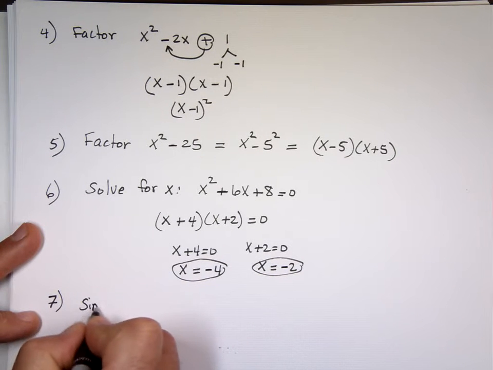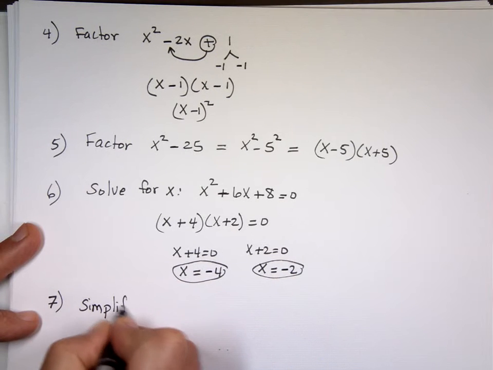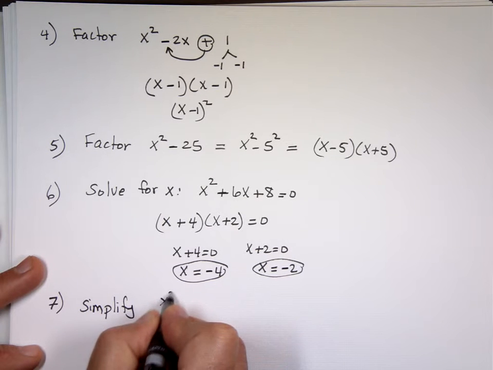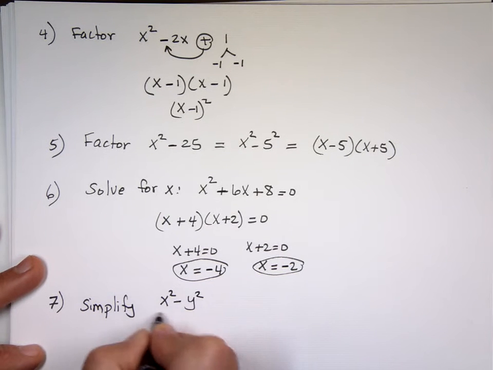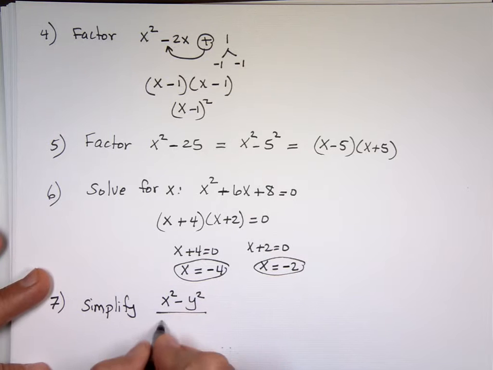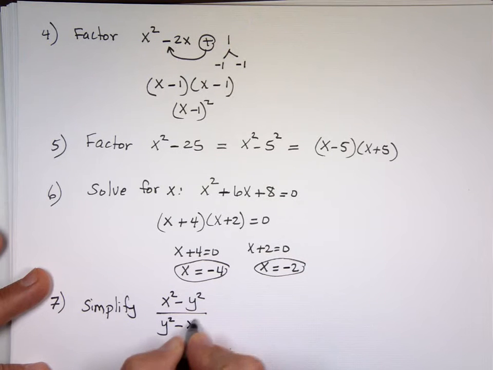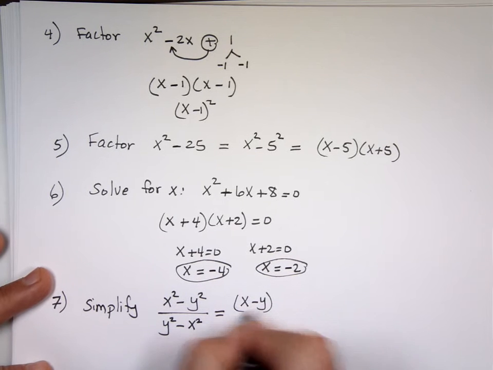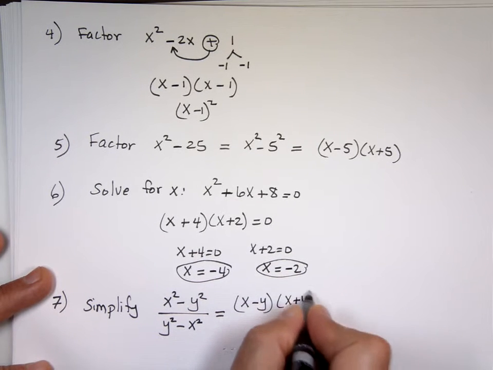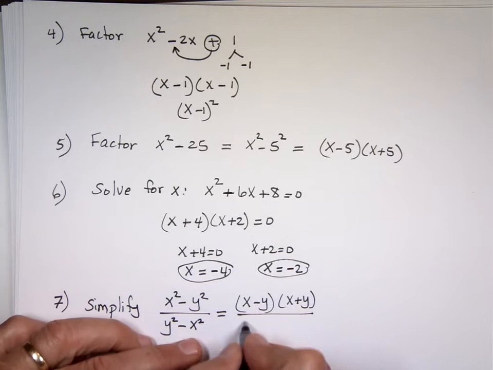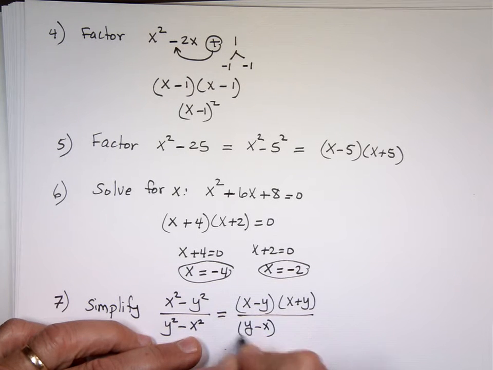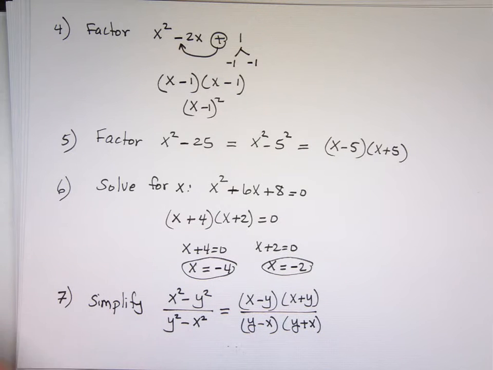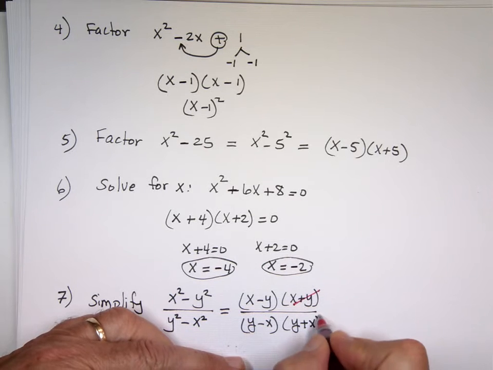Simplify. As I said, the questions come from all over. x squared minus y squared over y squared minus x squared. Well, if you factor this, that's x minus y, x plus y. This one is y minus x, y plus x. Well, y plus x and x plus y are the same. They look different, but they're really the same.